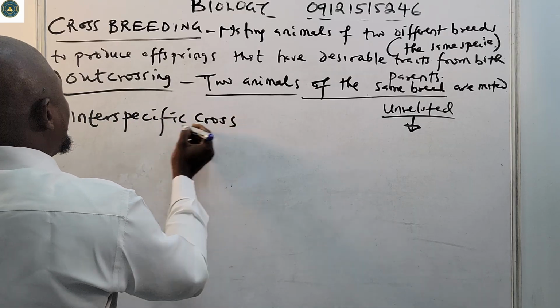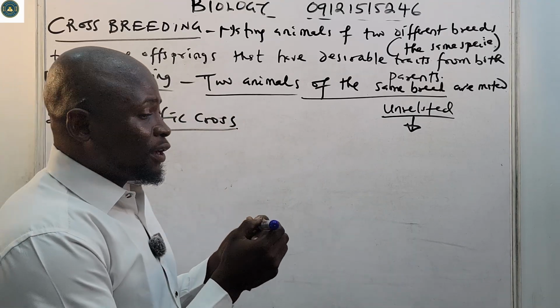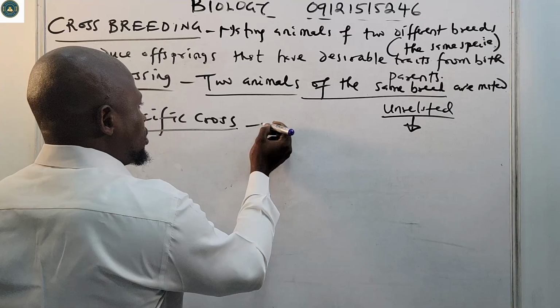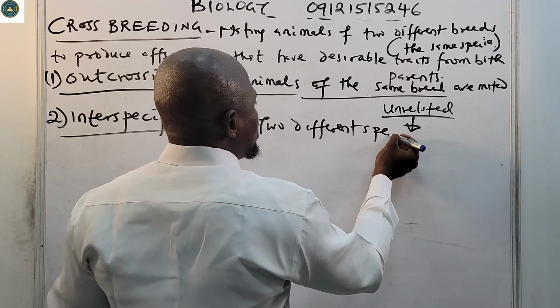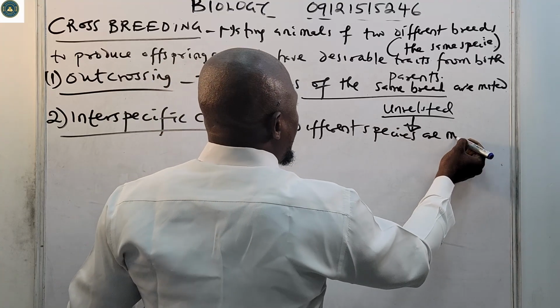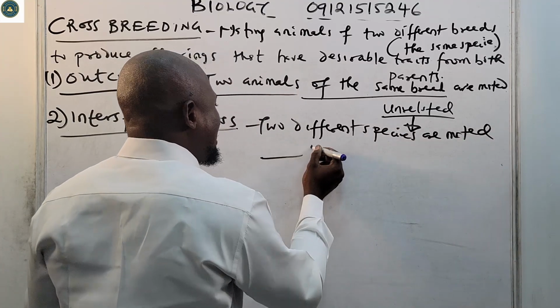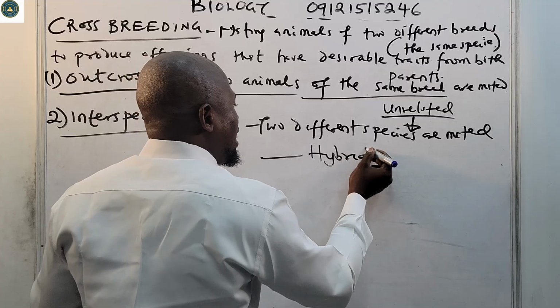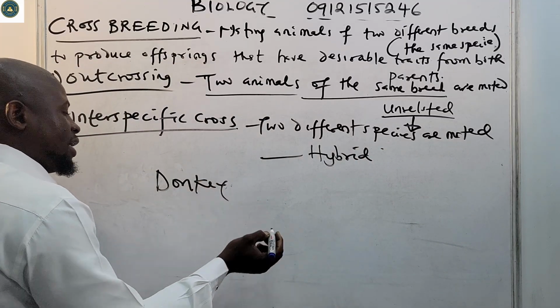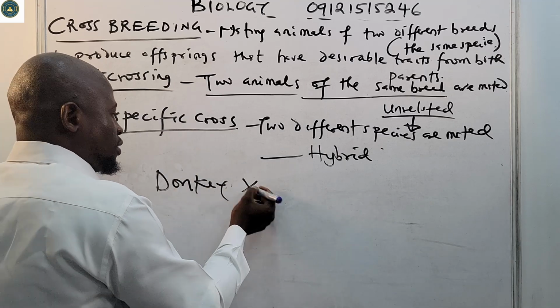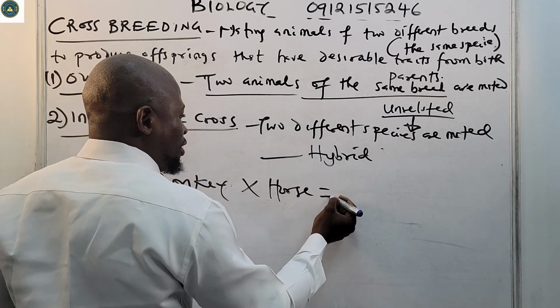Interspecific cross. Now, in interspecific cross, two different species are mated. When they are mated, they give you what we call a hybrid. For example, like the one I told you, when a donkey is crossed with a horse, they give you what we call a mule.